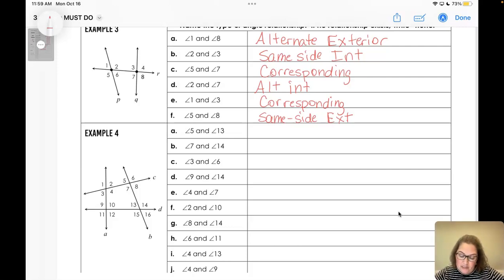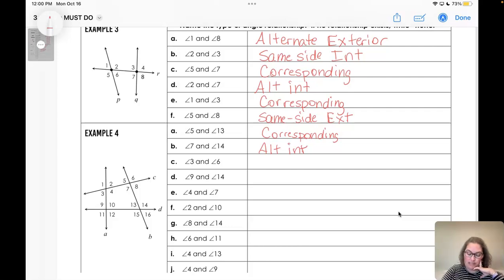He's not looking. So example 4 at the bottom, I've got 5 and 13. So I'm not going to go through all of these, but I'm going to go through some of them, and then I'll give you the answers at the end because I will ask some questions along the way. But 5 and 13 are going to be corresponding. Make sure you ask questions if you don't understand why each of these are what they are. 7 and 14 are going to be alternate interior.